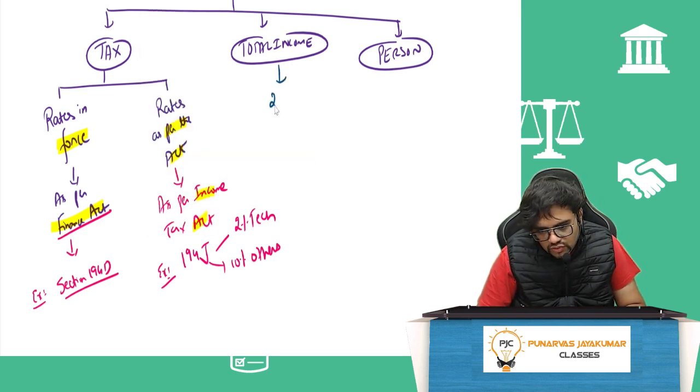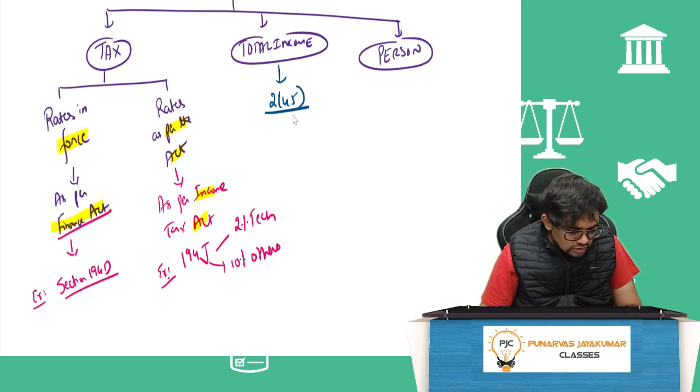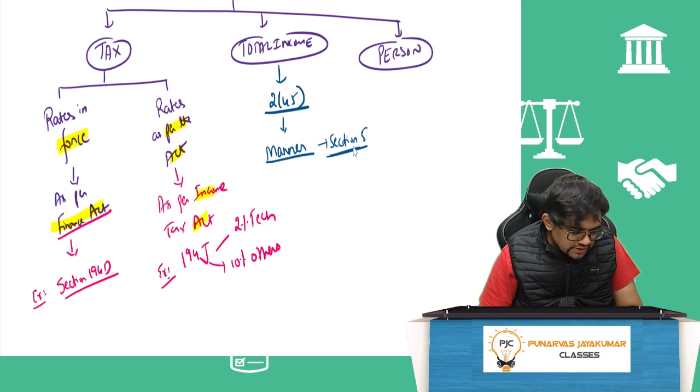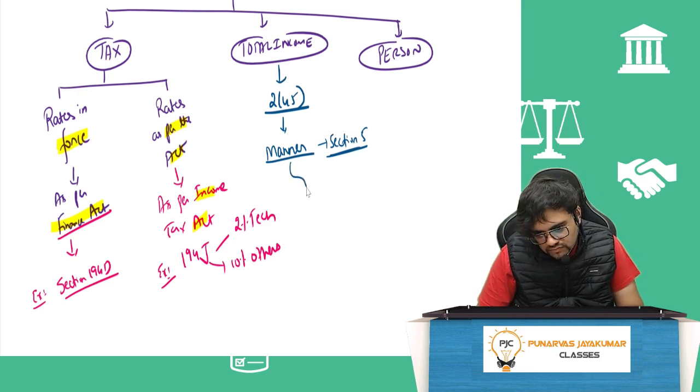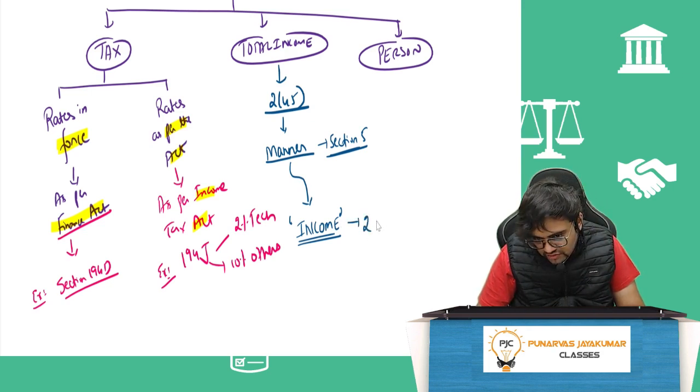Next, I speak about total income. Total income is given in 2 clause 45. Why is it a clause? Because once it is section 2, everything will become a clause. The manner of computing is given in section number 5. It speaks about the concept of income. Income is defined in 2 clause 24.